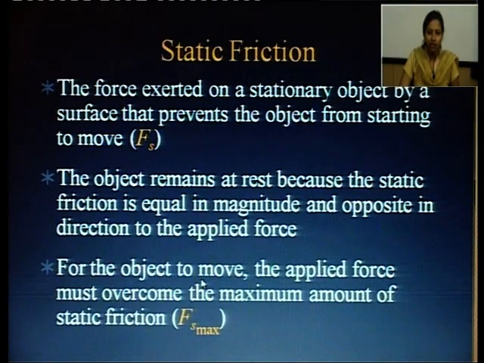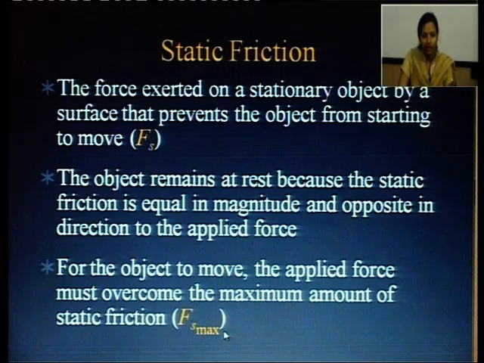For the object to just move, the applied force must overcome the maximum amount of static friction. So, if the force of friction is less than the applied force, then the object starts moving.